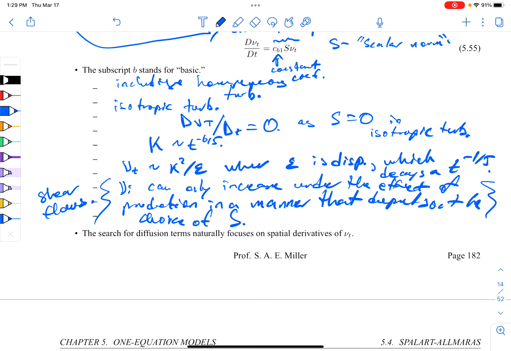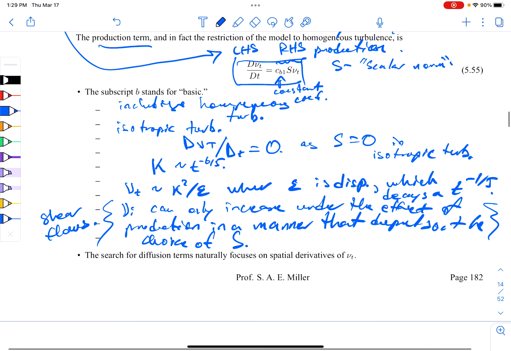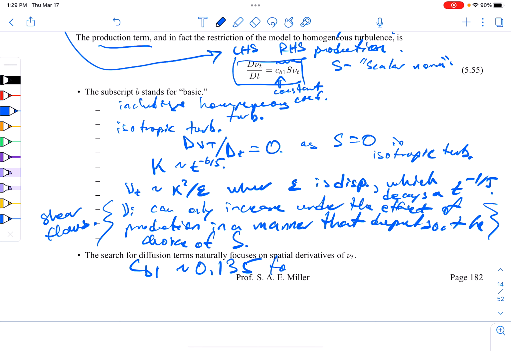And they calibrated just this simple model by running it with continuity, momentum, energy, and this closure with this single coefficient, and they found that CB1 should be about 0.135 for all shear flows. So a super simple model works for all shear flows. But then, a free shear flow. It wouldn't work for boundary layers, because boundary layers and shear layers are two different flows.